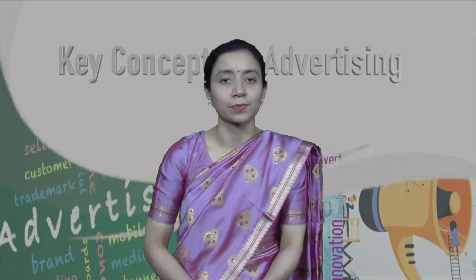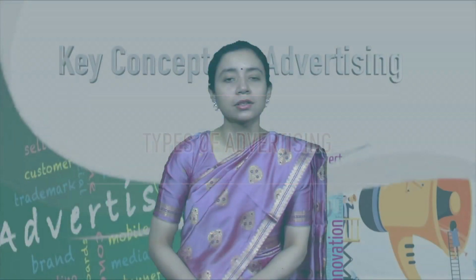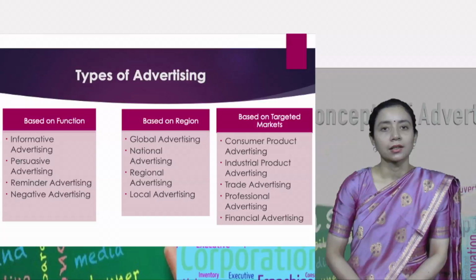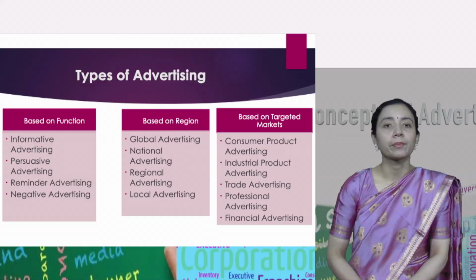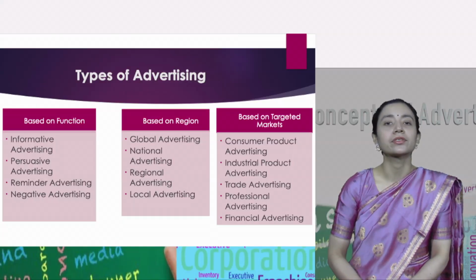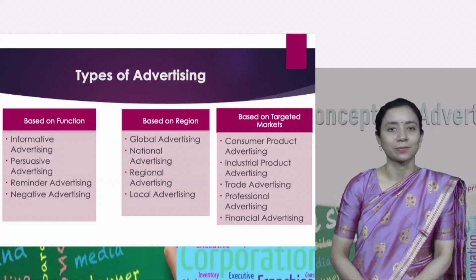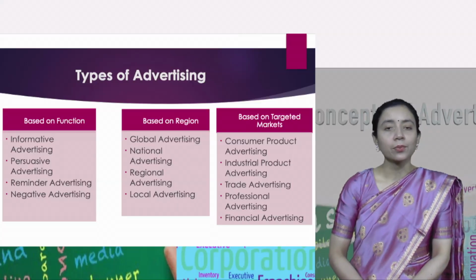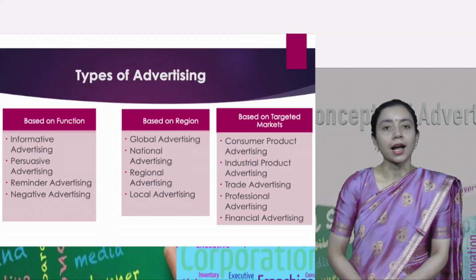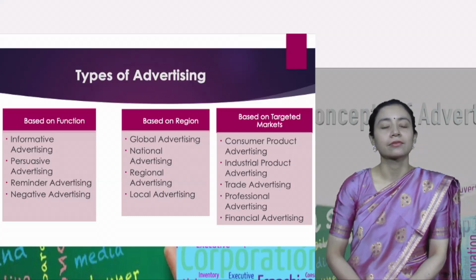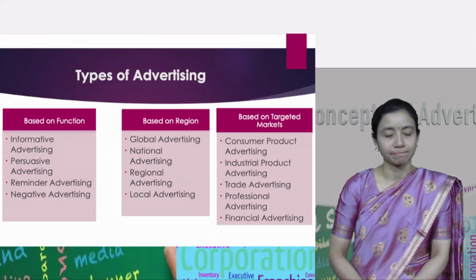the world of advertisement. Now let us come to the different types of advertisement, or the different classification. Now advertising can be classified on the basis of function, on the basis of region, on the basis of target market, on the basis of company demand, on the basis of desired response and media. The first important classification is based on function, and under this particular category we have informative advertising.